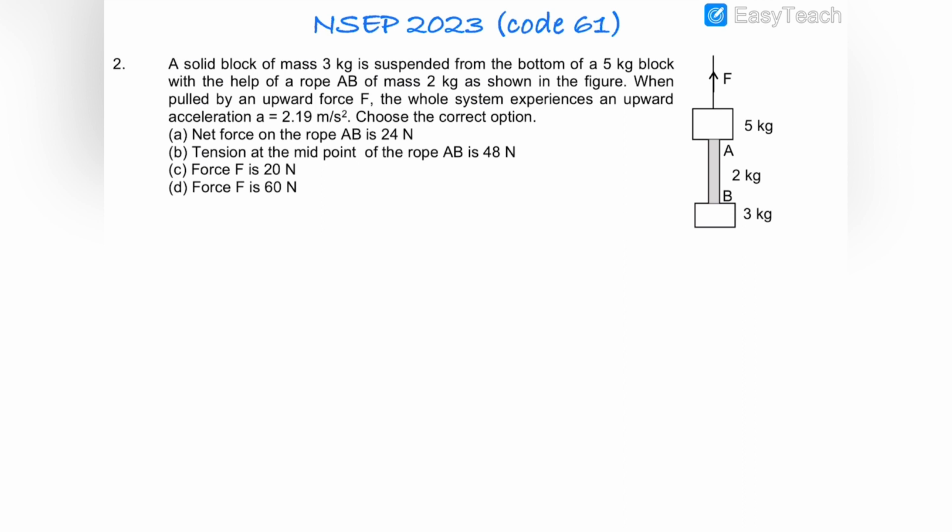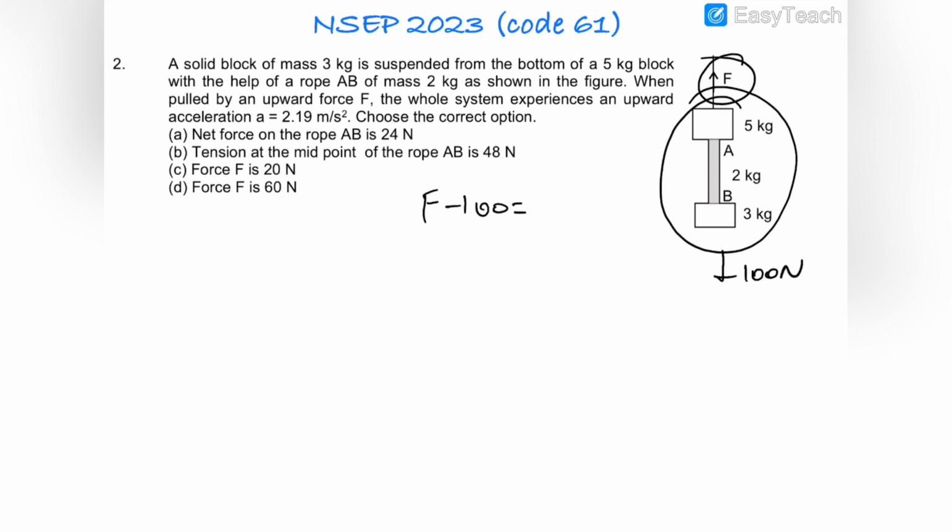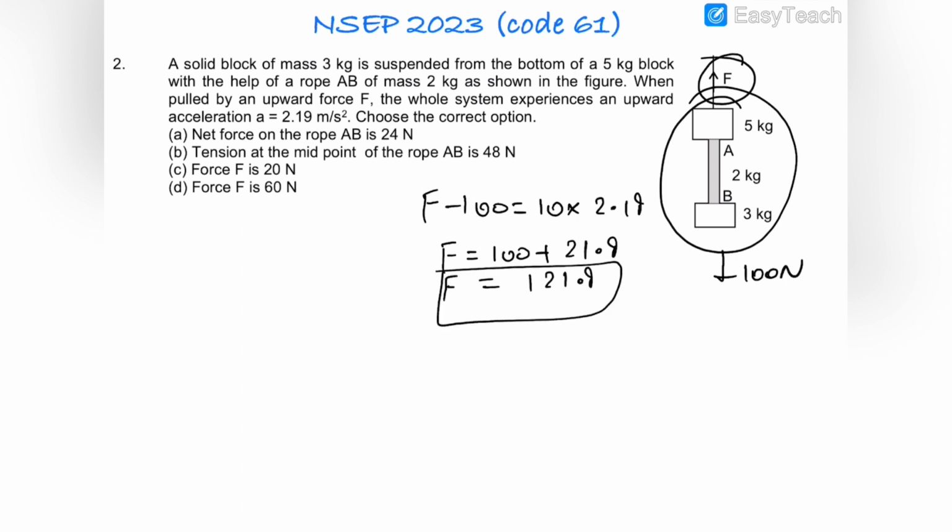So first of all, let us find out the force F. The complete system has a mass of 10 kg, and therefore 100 Newton force would be acting in the downward direction, and F minus 100 will be equal to 10a. a is 2.19, so F will be equal to 100 plus 21.9, so it would be 121.9 approximately. So this is wrong. And the net force on rope will be ma, where m of the rope is 2 and a of the rope is 2.19. So this is also wrong.